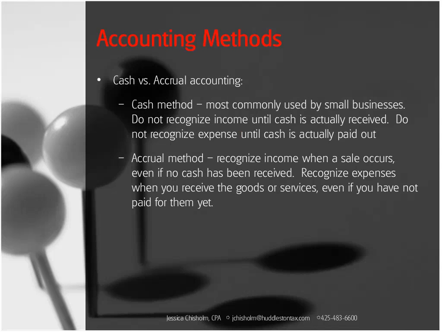So the next thing I want to talk about are different accounting methods. When you're keeping your books and doing your tax return, you can either do it on the cash method or the accrual method of accounting. The cash method is the most commonly used by small businesses. Basically, when you're using the cash method, you don't recognize income until the cash is actually received, and you don't recognize expenses until the cash is actually paid out.